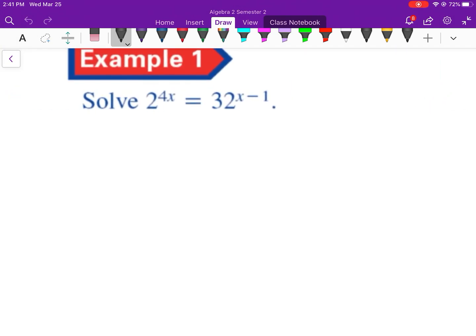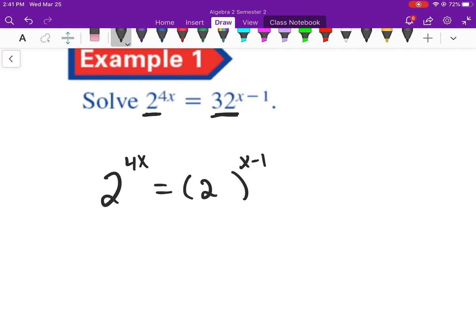Now, first one, 2 to the 4x equals 32 to the x minus 1. This one's a little bit different just because we have variables in both exponents. So when we get questions like this, we can get the bases to be the same. I can't write 2 with a lower base, but I can write 32 with a lower base. So 2 to the 4x is going to stay the same, and I want to rewrite 32 with a base of 2, and that's going to be taken to the x minus 1.